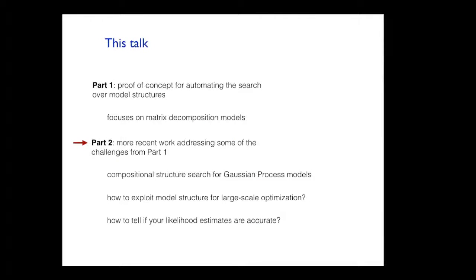And so that was the first part of the talk. I gave a proof of concept for automatically searching over matrix decomposition structures. In the second part of the talk, I want to go back and revisit particular parts of this pipeline and see if we can do it in a way that's either more broadly applicable or more scalable.